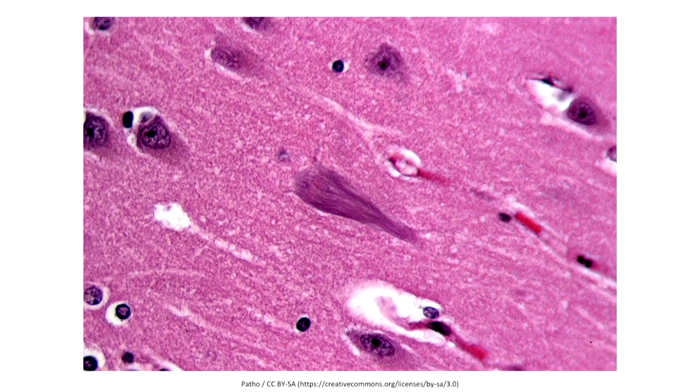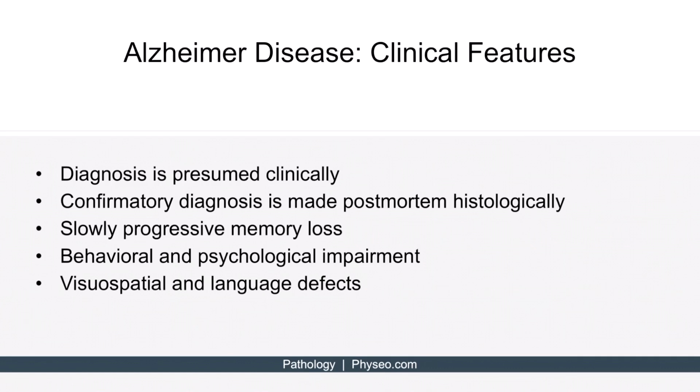Here is another H&E stain of a brain biopsy in a patient with Alzheimer's disease. Here you can see a neurofibrillary tangle. Again, these are caused by the accumulation of hyperphosphorylated tau protein. All right, now let's discuss some clinical features of Alzheimer's disease.